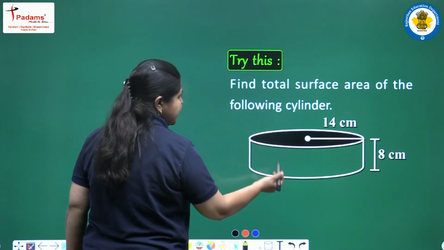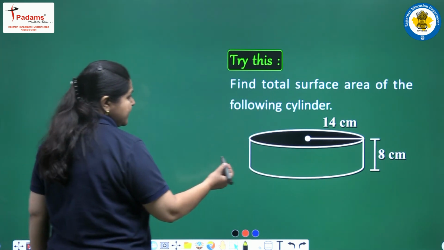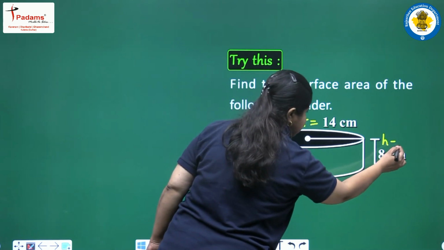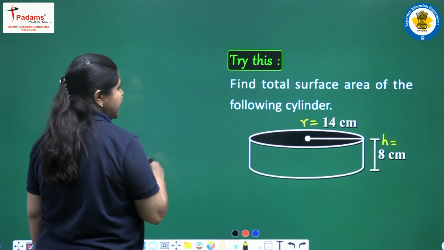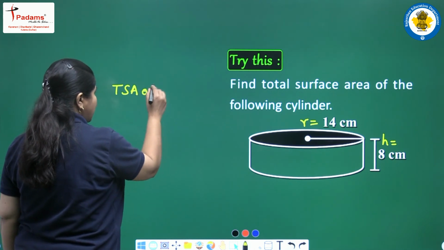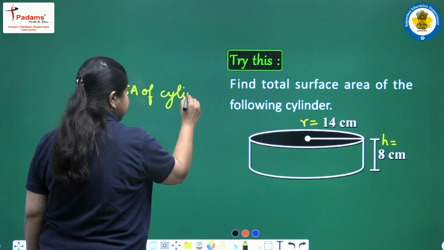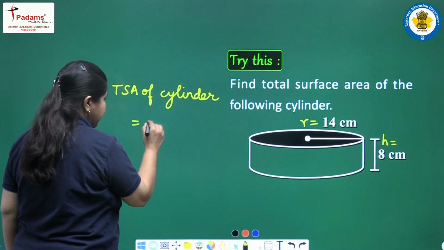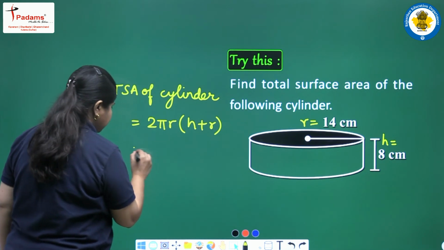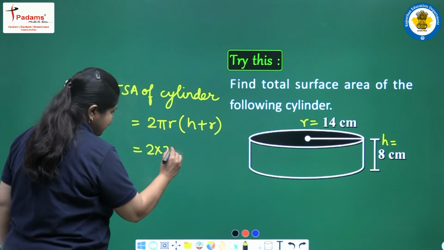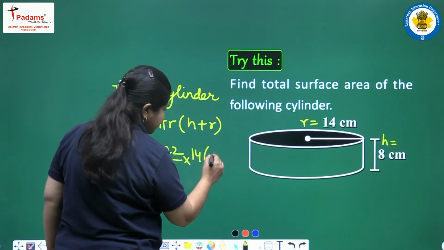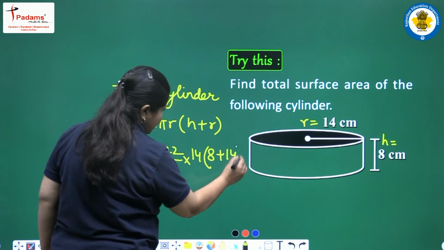Find the total surface area of this cylinder. We can see here the radius r is 14 centimeters, and height h is 8 centimeters, and we have to find the total surface area. So we can write here in short total surface area of cylinder. चलिए बताइए फॉर्मूला क्या है? It is given by 2 pi r into h plus r. बस अब ये वैल्यूज प्लेस इन कर लीजिए. 2 into 22 by 7, r is here 14 into h is 8 plus again 14.